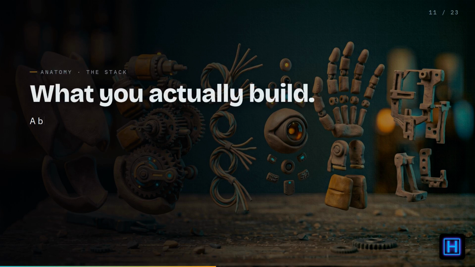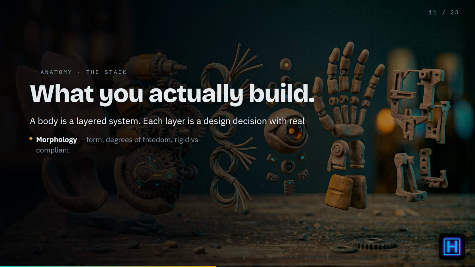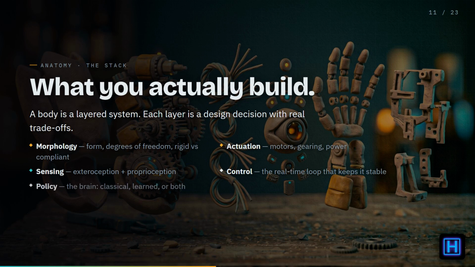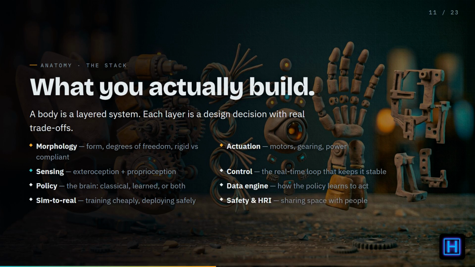What you actually build. A body is a layered system. Each layer is a design decision with real trade-offs. Morphology: form, degrees of freedom, rigid versus compliant. Actuation: motors, gearing, power, how torque reaches the joints. Sensing: exteroception plus proprioception. Control: the real-time loop that keeps it stable. Policy: the brain, classical, learned, or both. Data engine: how the policy learns to act. Sim to real: training cheaply, deploying safely. Safety and human-robot interaction: sharing space with people.